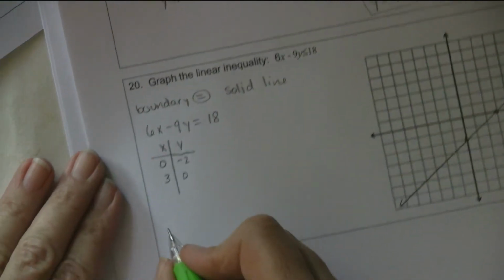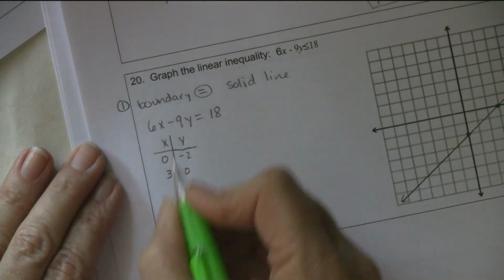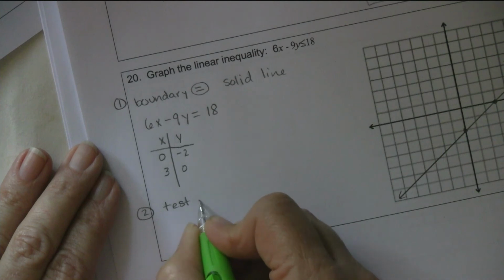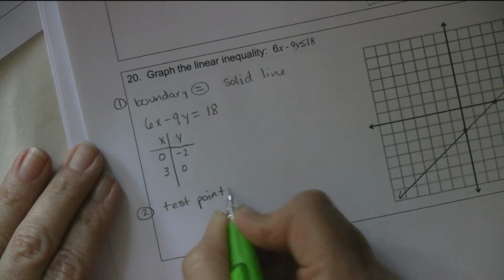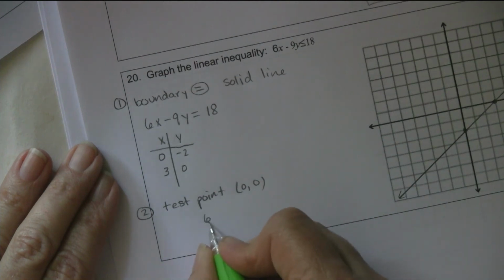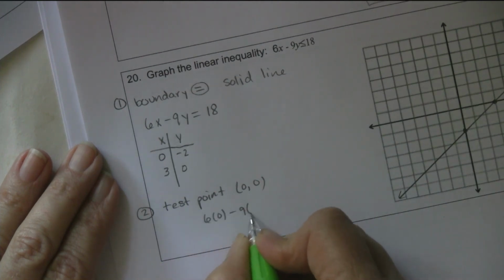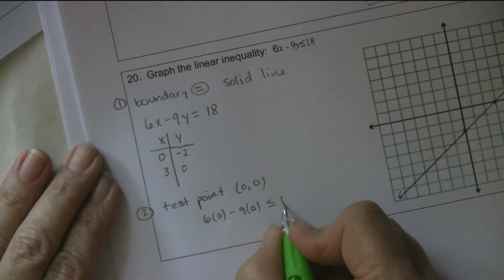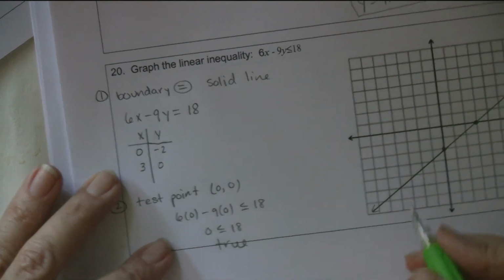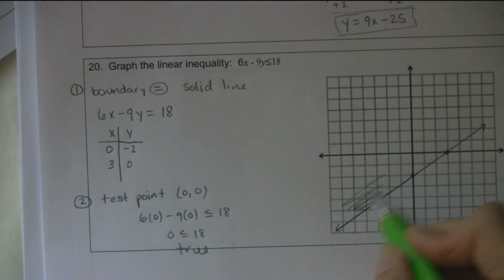And then I'm going to do a test point. So this is the first step. The second step is my test point, TP test point. And I see that 0, 0 is available, not on the line. So 6 times 0 minus 9 times 0 is less than or equal to 18. 0 is less than or equal to 18. That's true. So that means that 0, 0 is in the solution region.